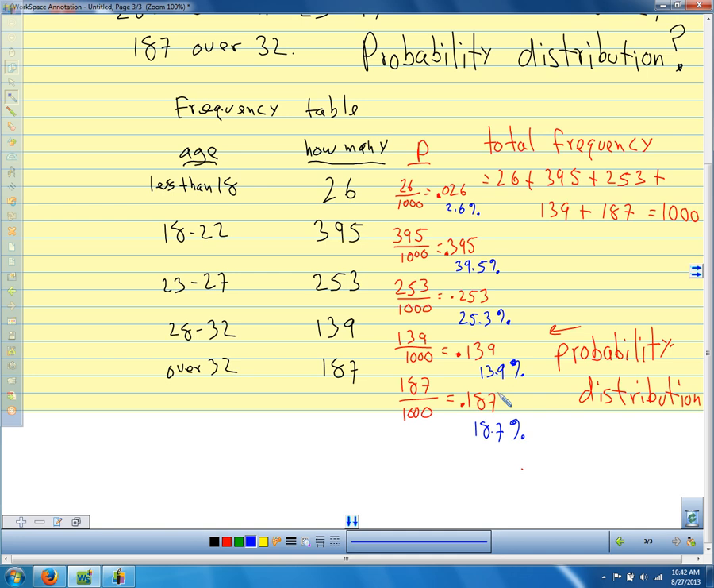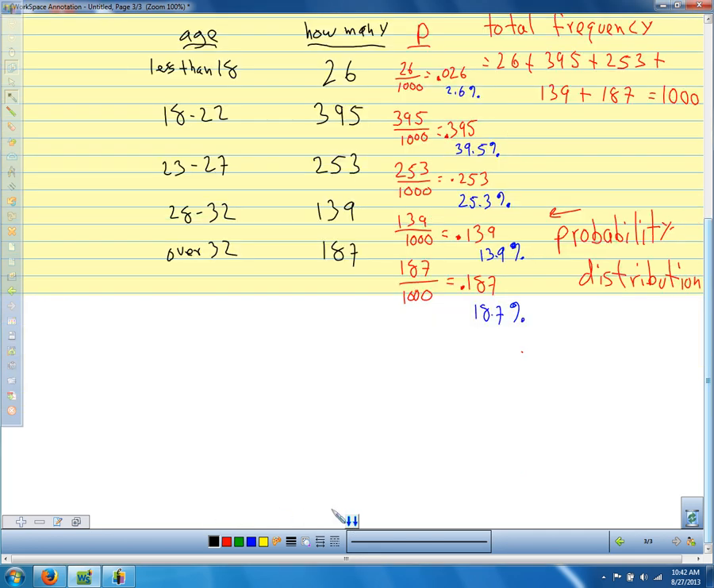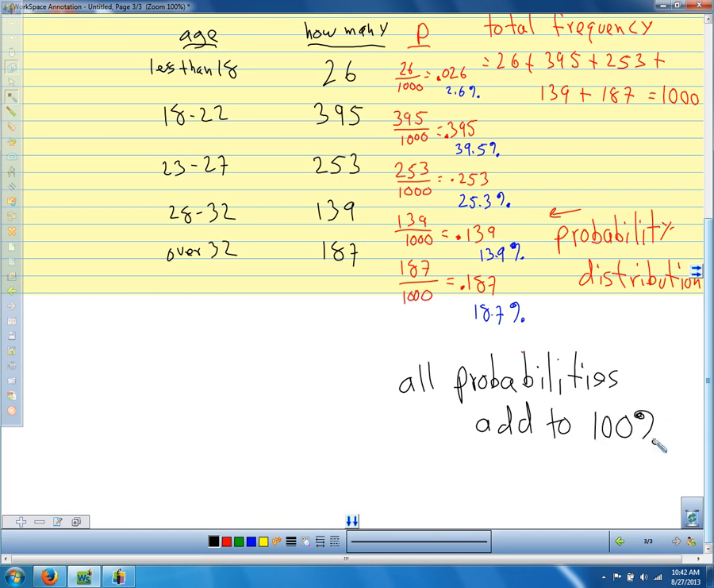Has to be 100%. So if you have a probability distribution, all the probabilities have to add to 100%. So that's a way to check your work. Or if we left them as decimals, it would add to 1. And 1, if we move the decimal place over 2 places, turns into 100. So all the probabilities in a probability distribution have to add to 100%, or 1 if you're using decimals or fractions.